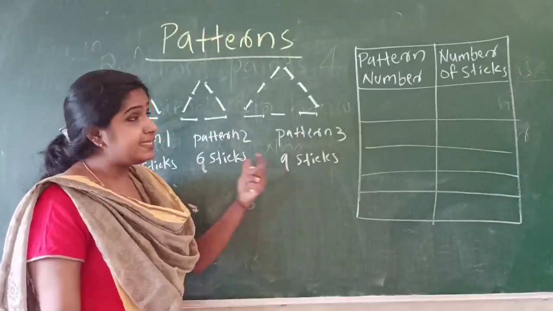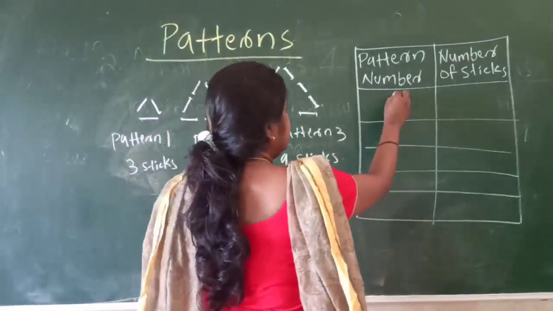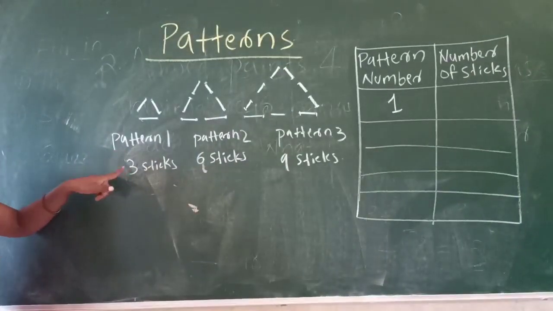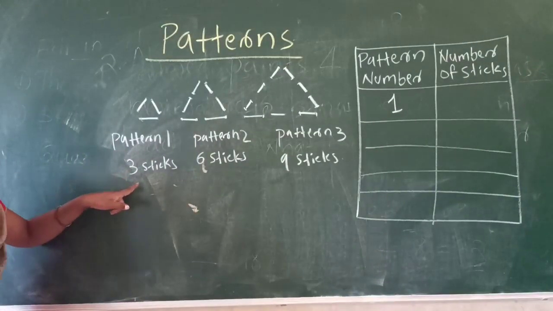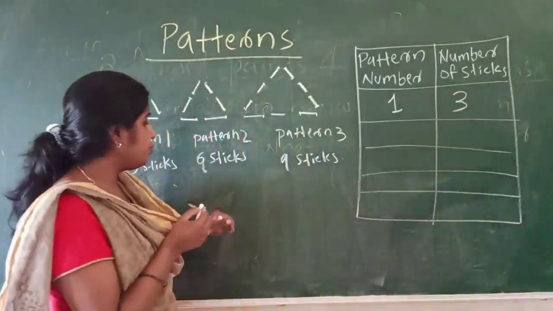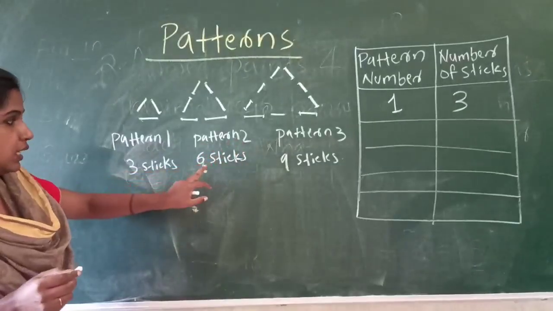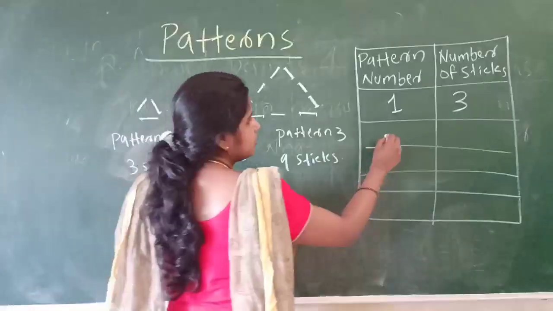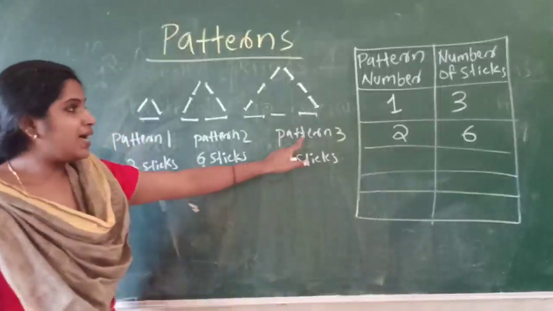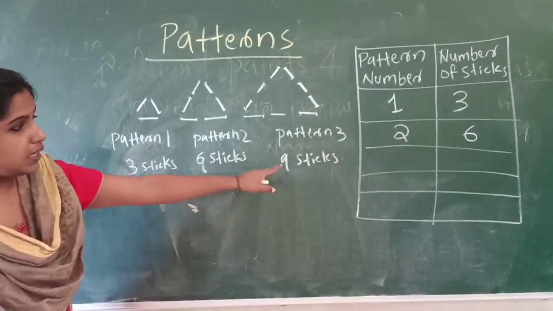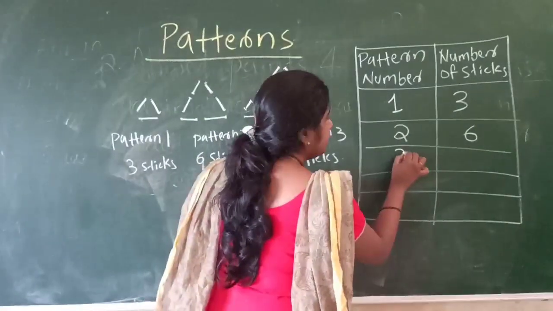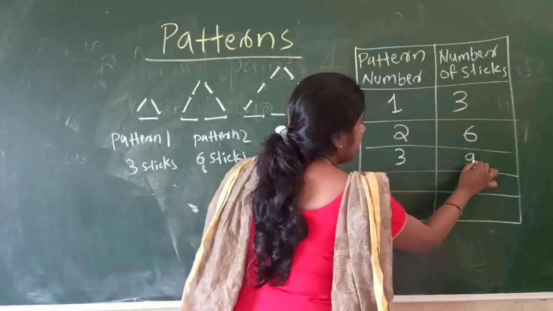Then we can write it as, like in pattern number 1. Okay, in pattern number 1, how many sticks are there? 3 sticks. Is it? So we can write it here, 3 sticks. Okay, in pattern number 2, there are 6 sticks. Okay, in pattern number 3, look at here, how many sticks? 9 sticks. Is it? So in pattern number 3, there are 9 sticks.